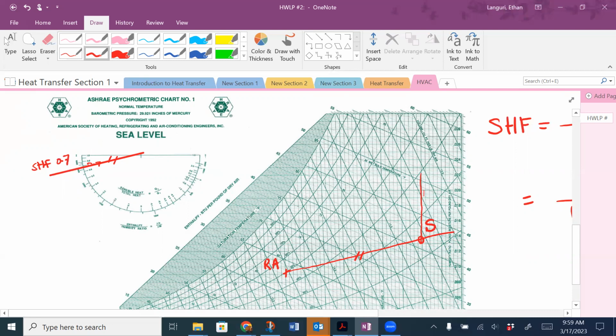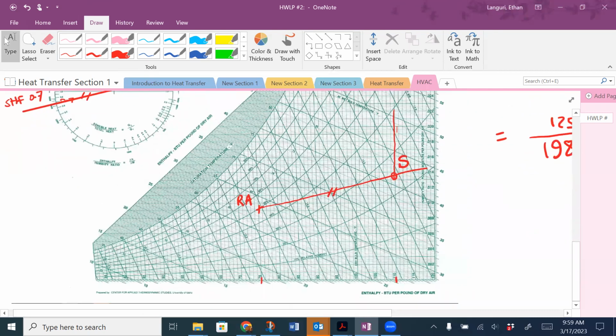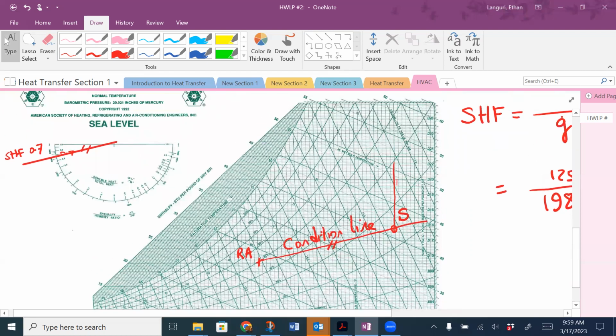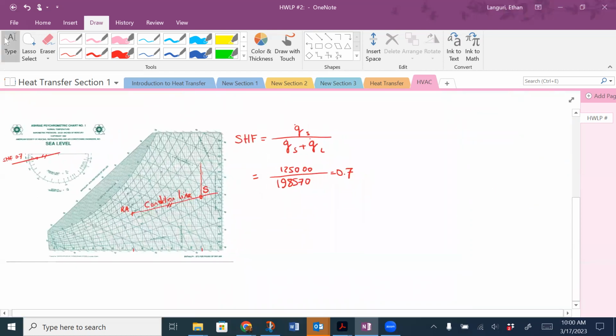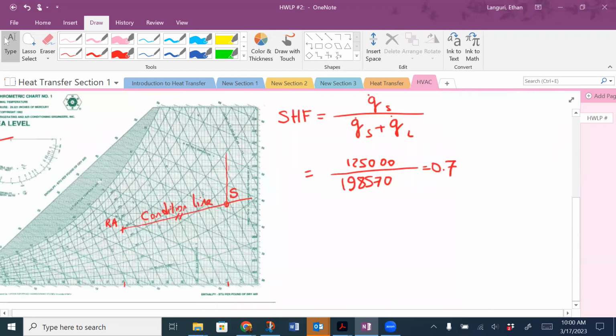This is how I can fix my supply condition by knowing 110, and the other information to fix it is the same slope. So this line is called the condition line. The condition line goes through the space from supply to return, as you can see, and it's parallel to the SHF that we calculated here. So perfect so far. Now, using this information, we can get some information out.